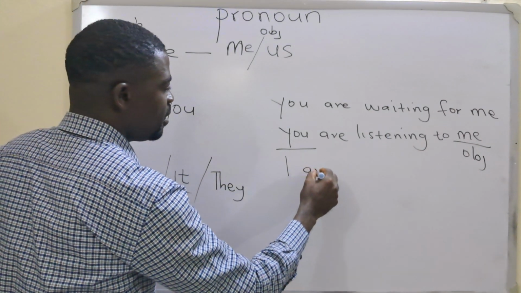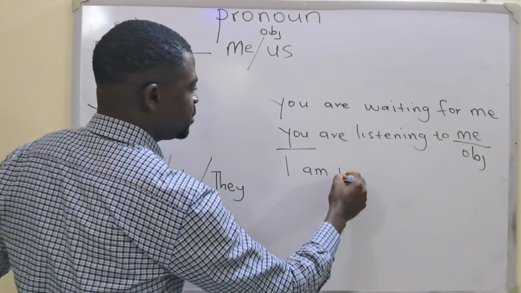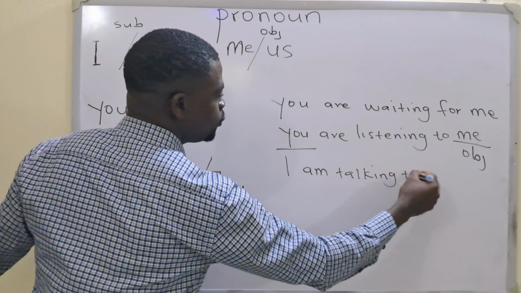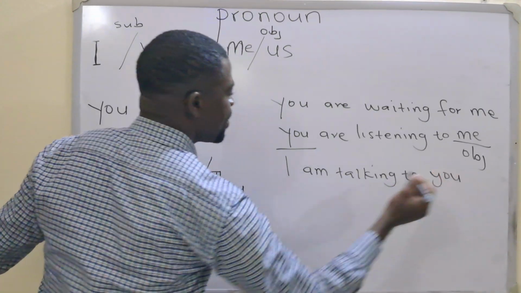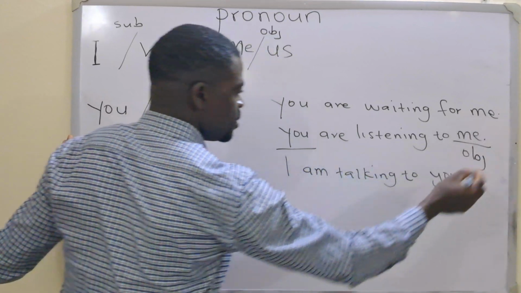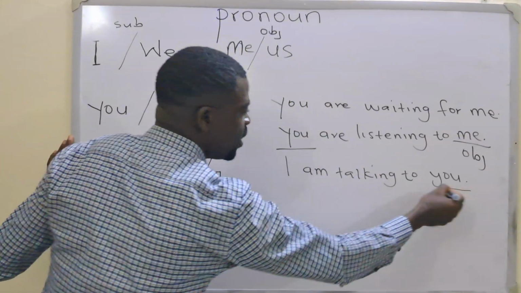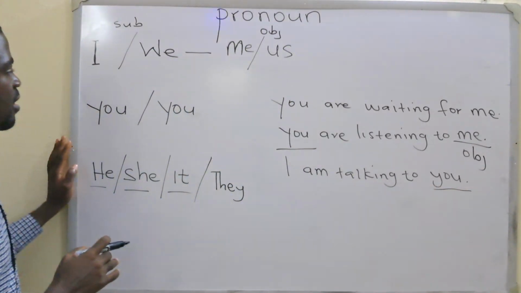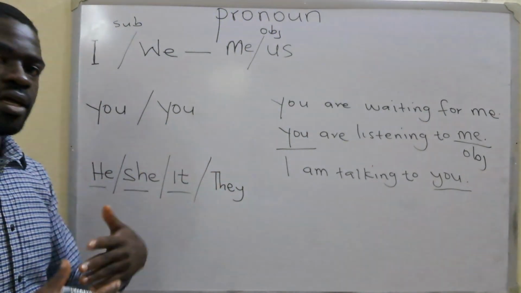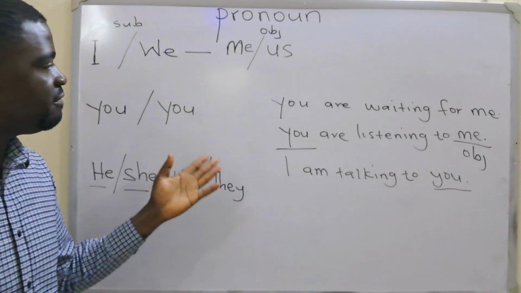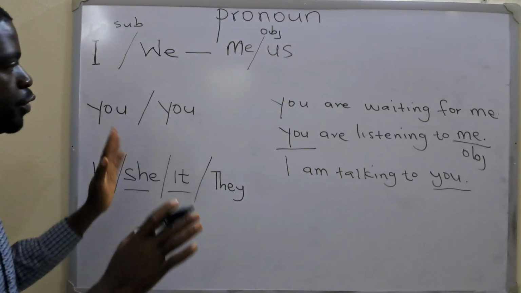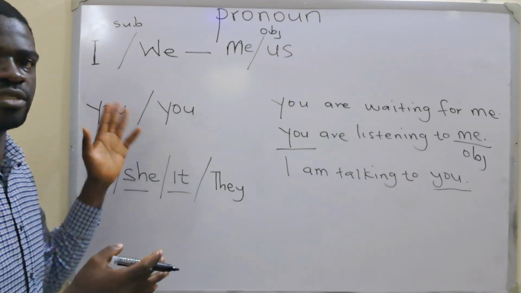I am talking to you. I am talking to you. So you still remains you. It doesn't change. Even if it is singular, it stays you. If it is plural, it doesn't change. It remains you. And even if it occurs in the subject position, it will stay the same. So you is pretty straightforward, doesn't change much.